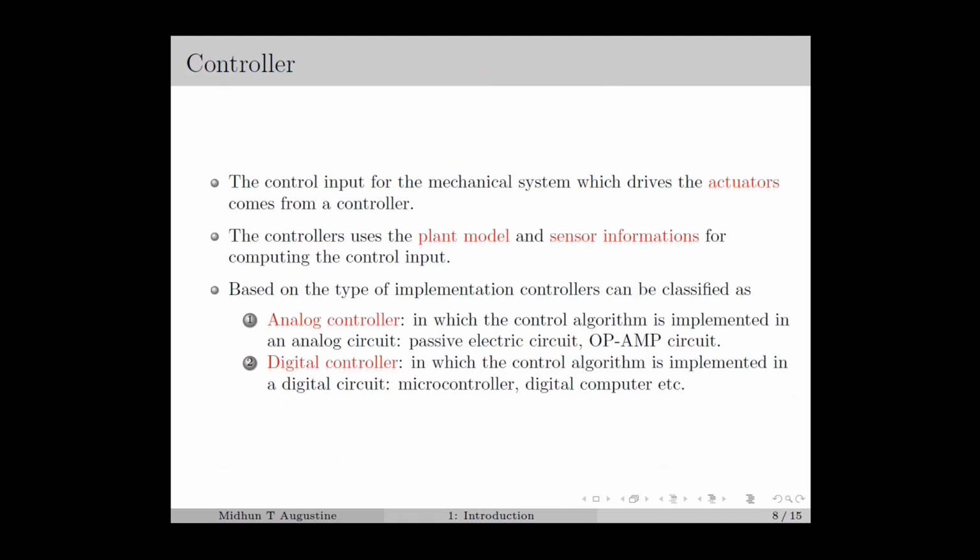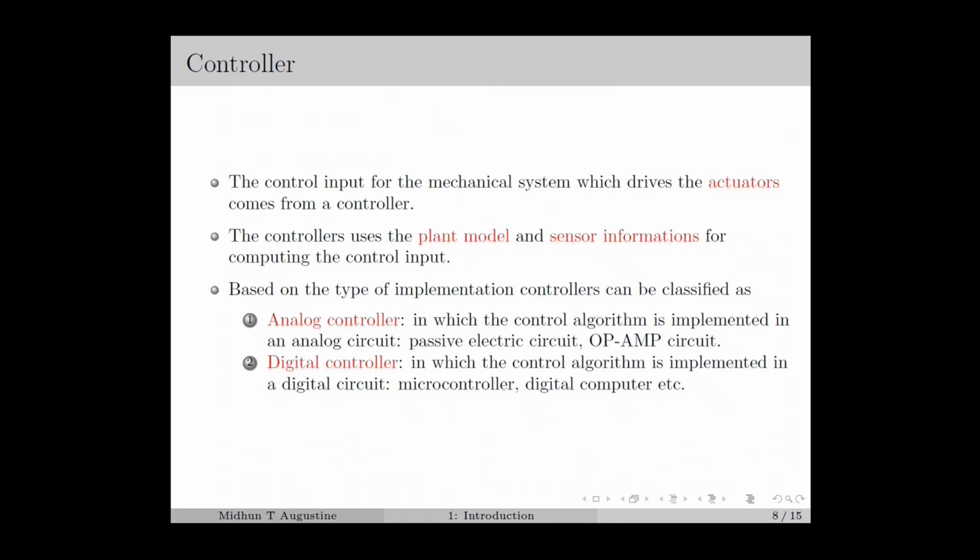Now, the role of the controller is to compute the control input to the system. The control input is then used for controlling the physical variables of the mechanical system as per the requirement. In other words, the controller is basically used for improving the performance of the overall system in terms of accuracy, stability, lesser energy requirement, etc.